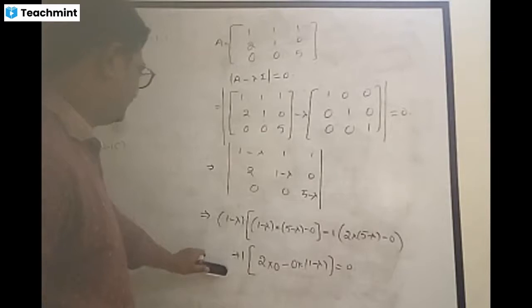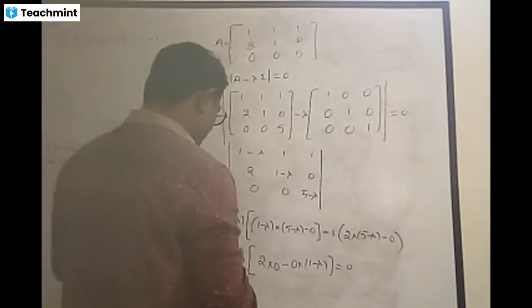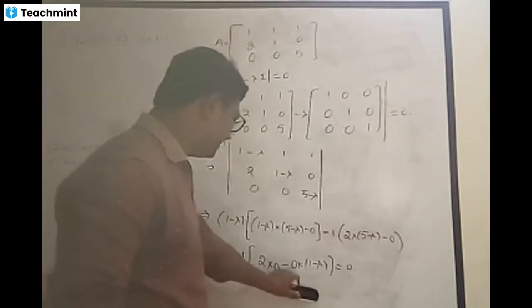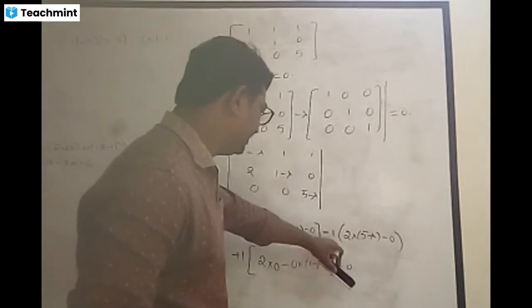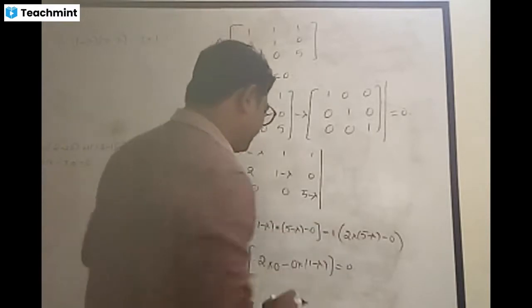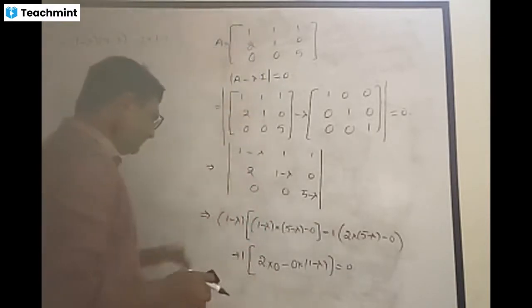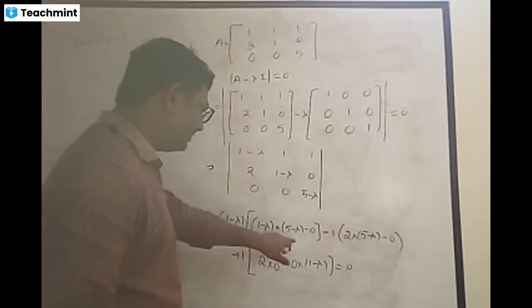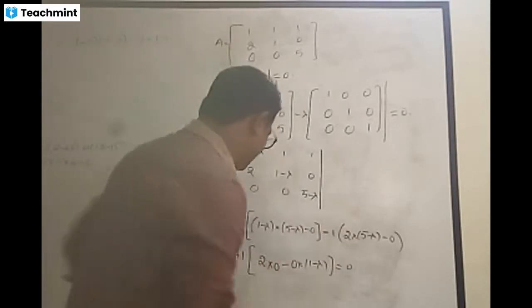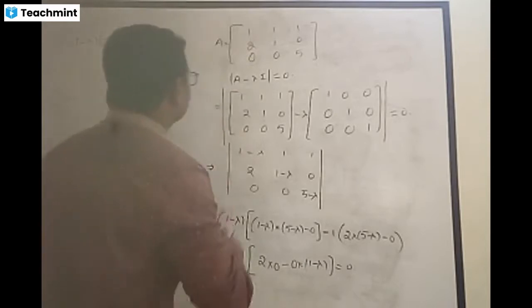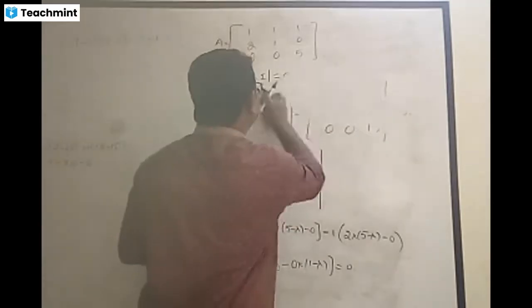Okay, from this, (1 minus lambda) will eliminate 0 minus 0. Here we are getting something: (1 minus lambda), (1 minus lambda), (5 minus lambda), and this equation. Okay, I'm writing it here.